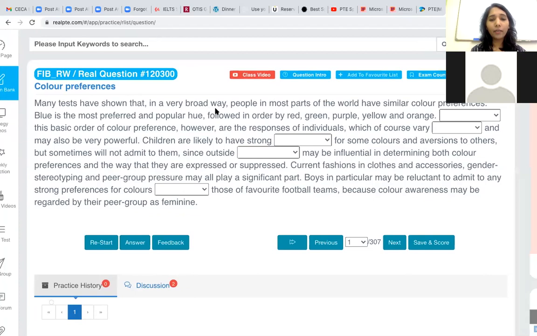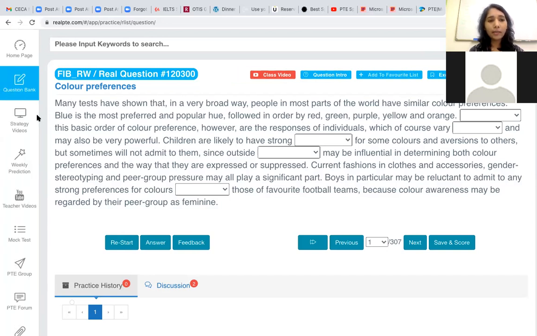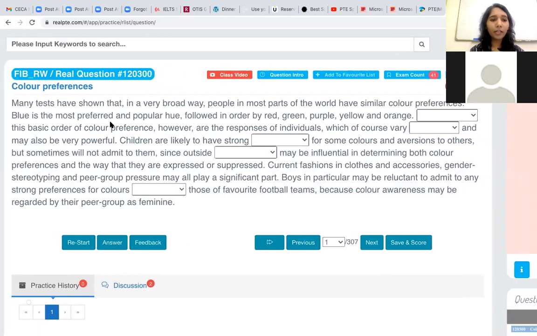Many tests have shown that in a very broad way, people in most parts of the world have similar color preferences. So what do you understand here? People in most parts of the world have similar color preferences, or they tend to like the same colors. Blue is the most preferred and popular hue. What a coincidence. So what are the odds? Blue is my favorite color too. So most of them like blue color, and it's a very popular hue. And then it is followed, in order, by red, green, purple, yellow, and orange. So this is how people like colors. Blue is the most popular one, followed by red, green, purple, yellow, and orange.